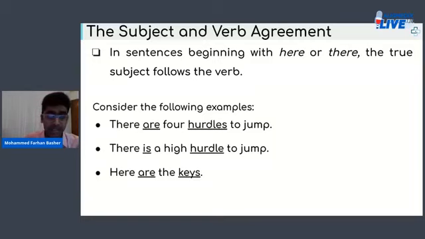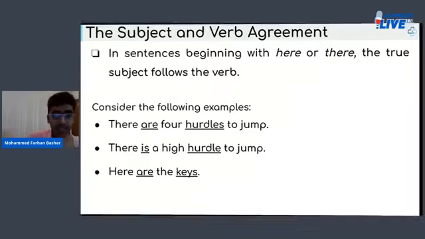So here and there is not to be taken into consideration when you judge which verb to put and how to make the verb and the subject agree. You find out what your subject is, and according to that, you put your verb. So for sentences like this, the subject comes after the verb, unlike other sentences. Because in most sentences, we have the subject coming first, and then we have the verb. But in sentences like these, we have the verb coming first, and then we have the subject. So there are four hurdles to jump, or there is a high hurdle to jump, or here are the keys. Okay, all right. I hope it's clear.